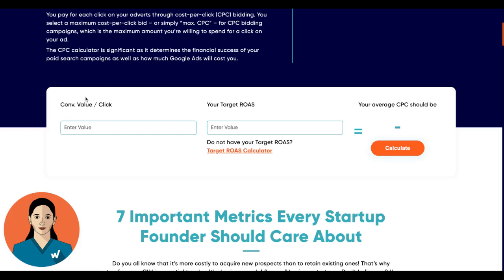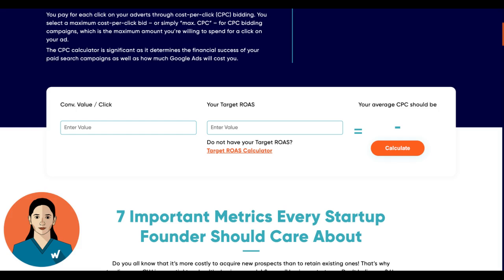Now, if we see this calculator in action, it has two input fields, which are conversion value per click and your target ROAS. Conversion value per click, the first field, represents the average revenue you generate every time someone clicks on your ad and completes a desired action like a purchase or sign up. Your target ROAS is the return on ad spend you aim to achieve with your campaign.